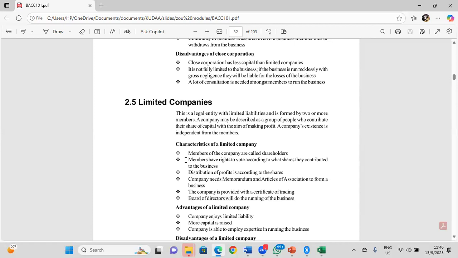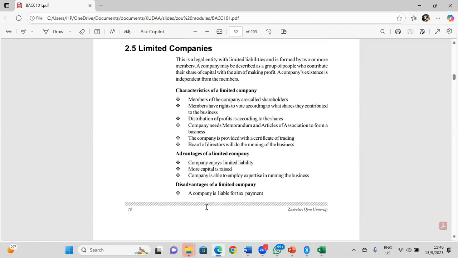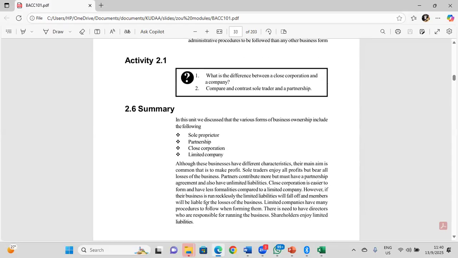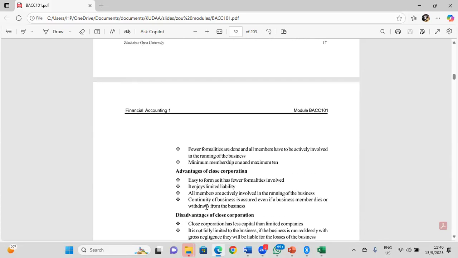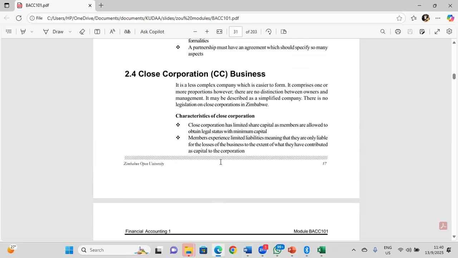Then the limited companies. We've talked about the companies and their disadvantages and advantages. So I think what we left out is the close corporations. Close corporations can be called PBCs, private business corporations. They have the nature of a sole trader and the nature of a company. So it is a less complex company, a PBC or a closed corporation.